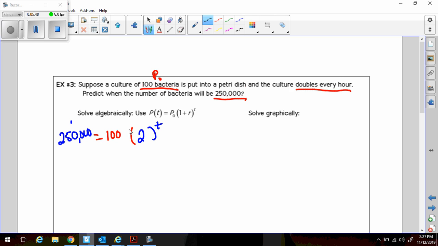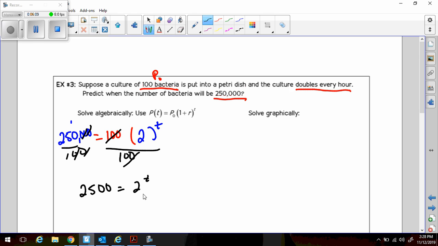That's a variable. So we're going to divide by 100. Get rid of this 100 first. Anything that's next to your base, get rid of it. Divided by 100. Just the zeros would cancel, okay? And this is 2,500. So 2,500 equals 2 to the t.